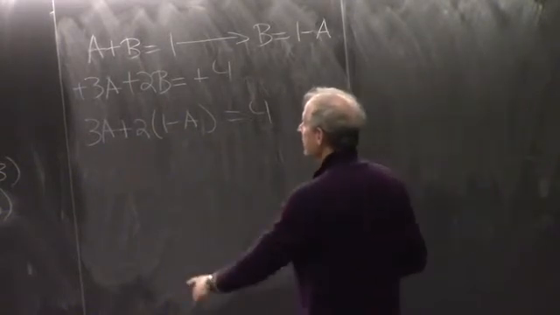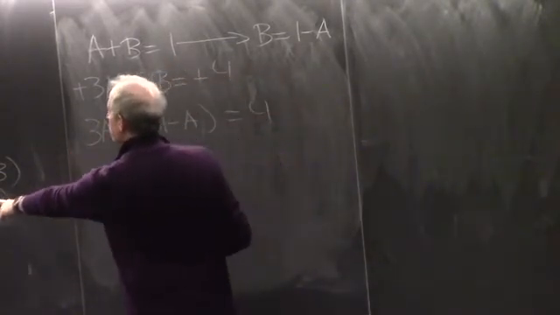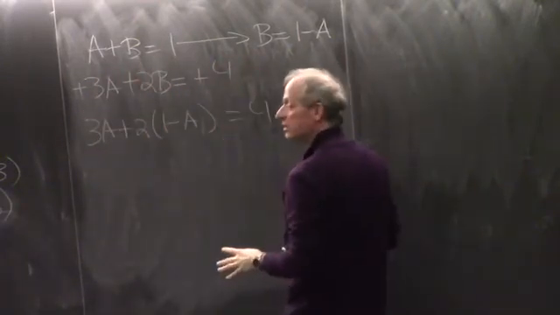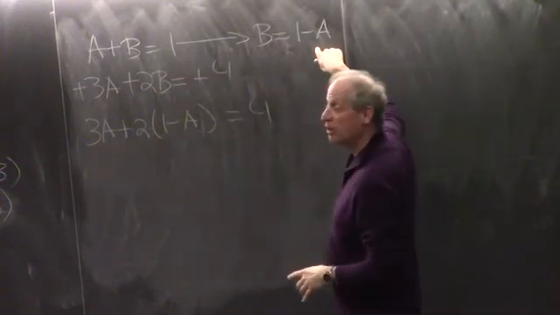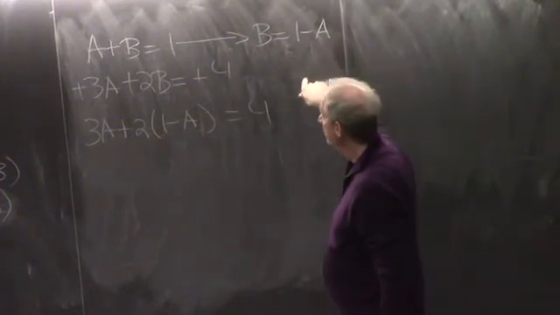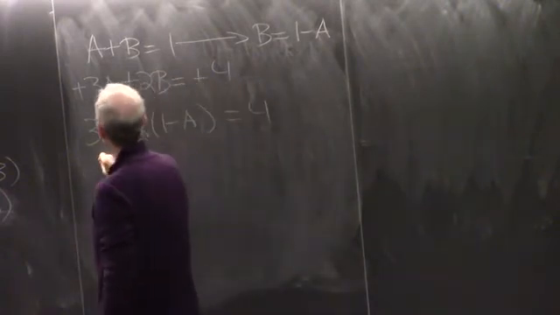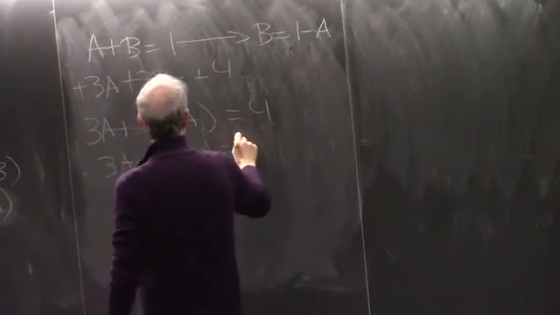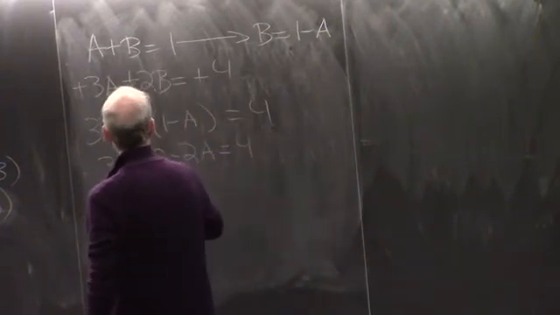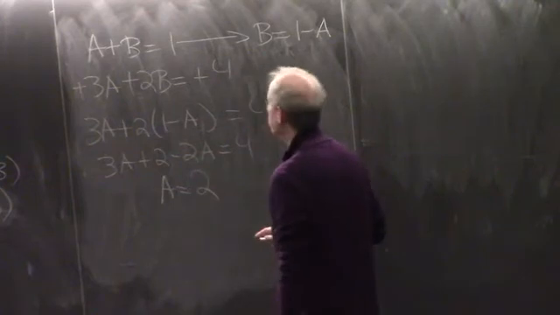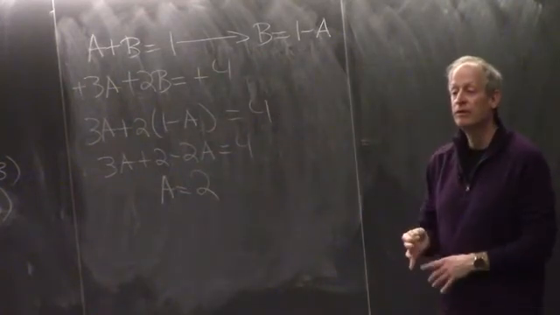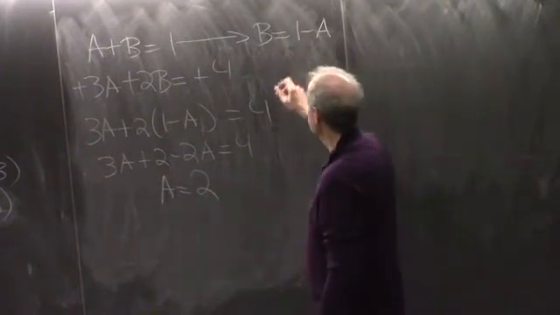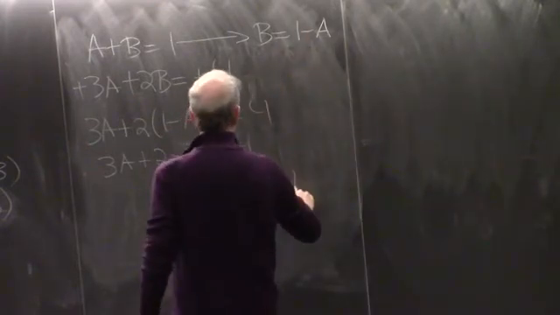So once again, a plus b has to be 1, minus 3a minus 2b is minus 4, so plus 3a plus 2b is plus 4. And then since a plus b is 1, b is 1 minus a. So now I put it in for b, and I get 3a plus 2 minus 2a equals 4, or a equals 2. And since a equals 2, b is 1 minus a, so b is negative 1.